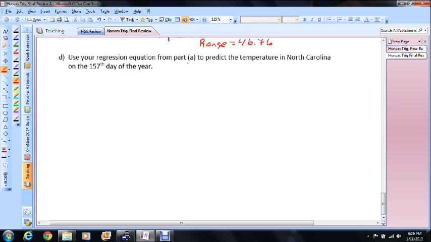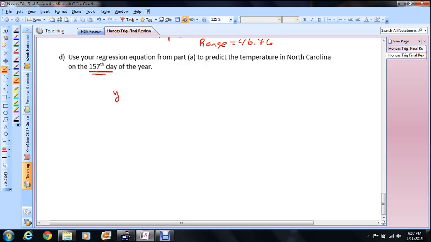And the very last part of this, it asks us, use your regression equation from part A to predict the temperature in North Carolina on the 157th day of the year. You have to do something with this 157. You think to yourself, okay, well, what does 157th day mean? Is that the X or the Y value? Well, where do we put our days? Do we put that on the X or Y? Put that on the X.